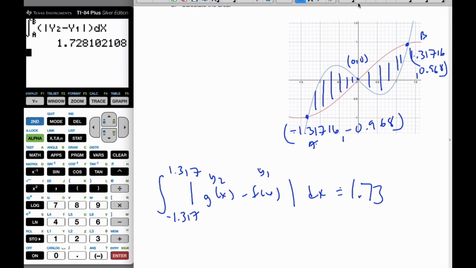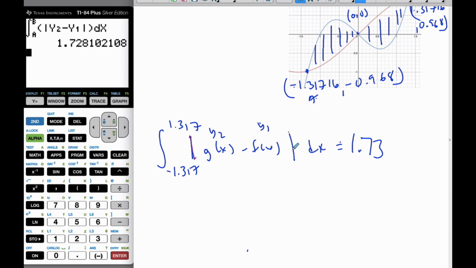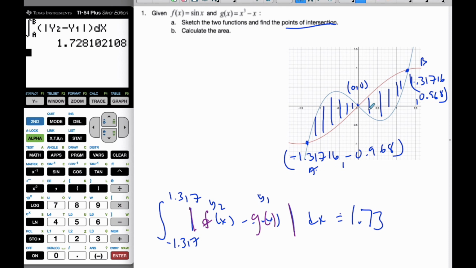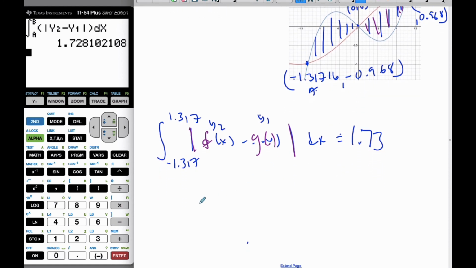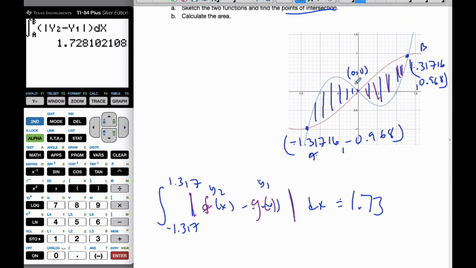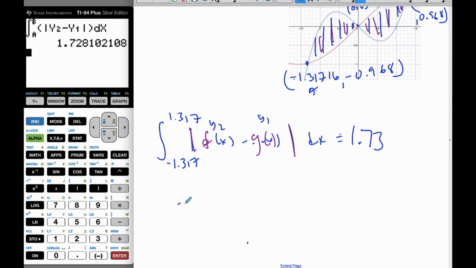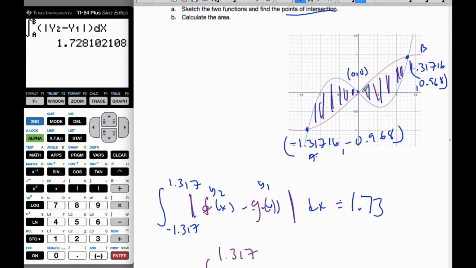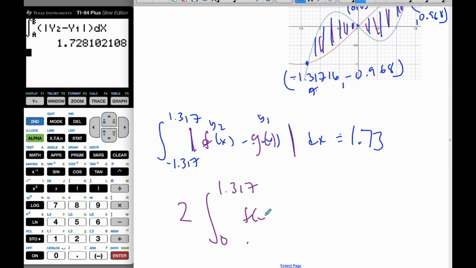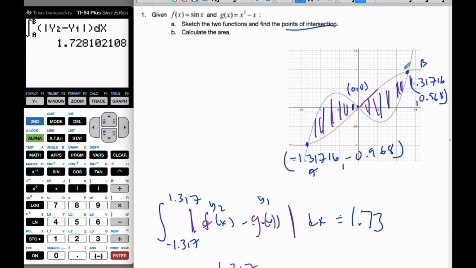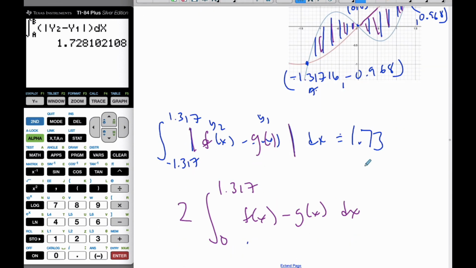Now, there's other ways I could have done this problem. Because I have the absolute value in here, I could have just as easily switched these around and said f of x minus g of x, because this region here has that. Another way I could have done it is, because of symmetry, these two parts are the same. I could have gone 2 times from 0 to 1.317 and did the red curve sine, which is f of x, minus the bottom curve g of x. And I wouldn't need the absolute value because it doesn't change, and I chose the sine x to be on top. That would also work.